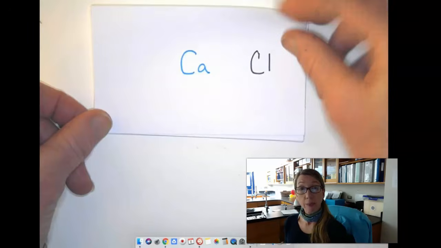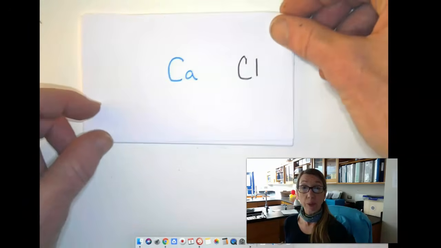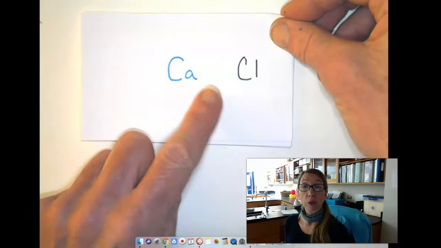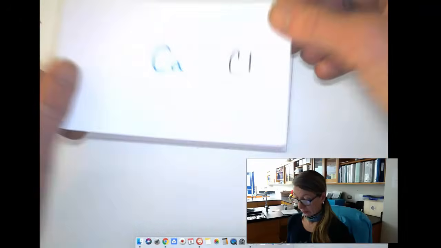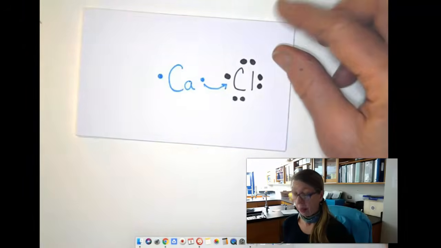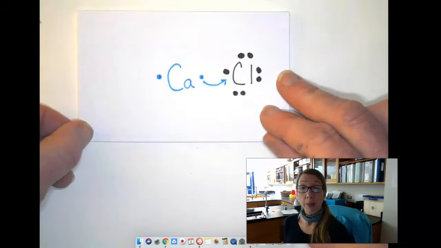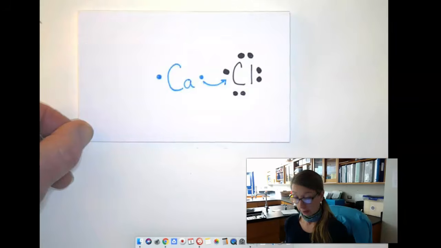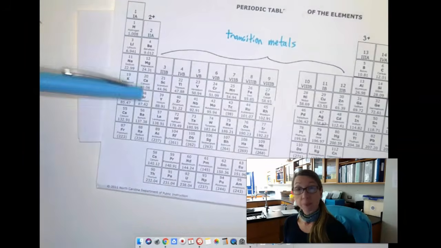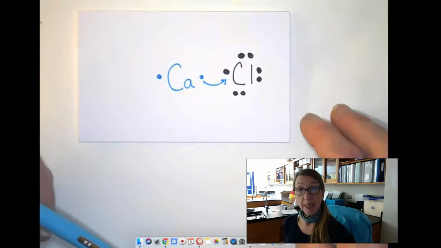Let's do another example because people wanted some different examples. So let's say I was going to figure out the lowest ratio for calcium and chlorine. Well, I would start out with doing the electron dot diagram for each of them. Calcium is an alkaline earth metal, so it has 2 valence electrons. And chlorine is a halogen again, and it has 7.